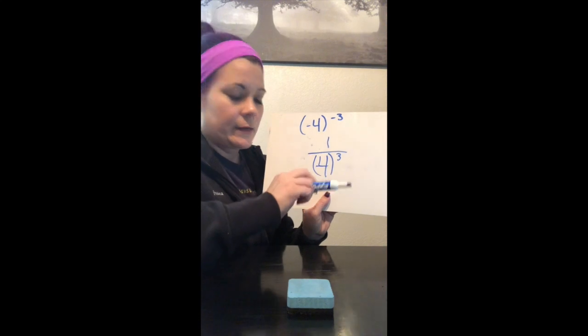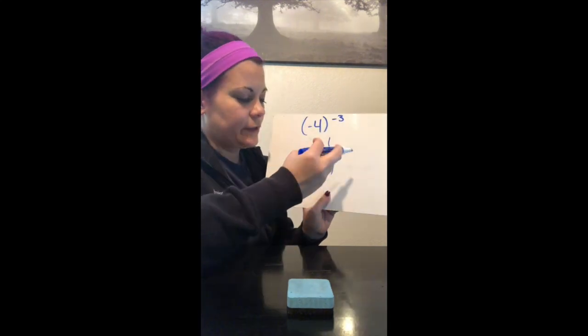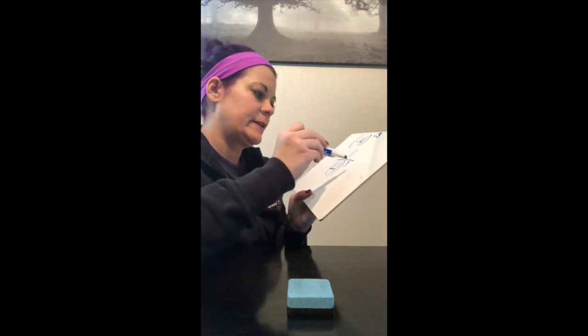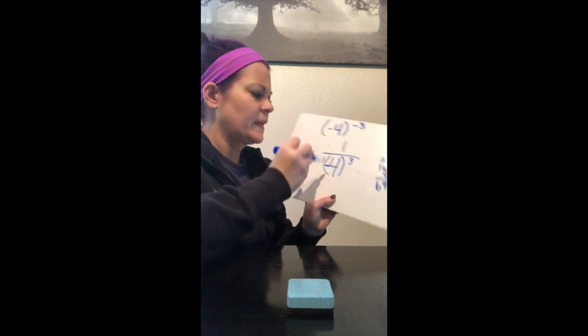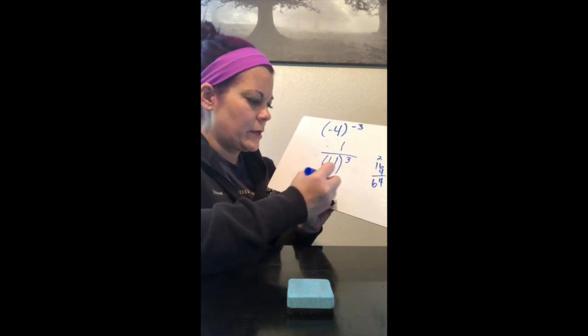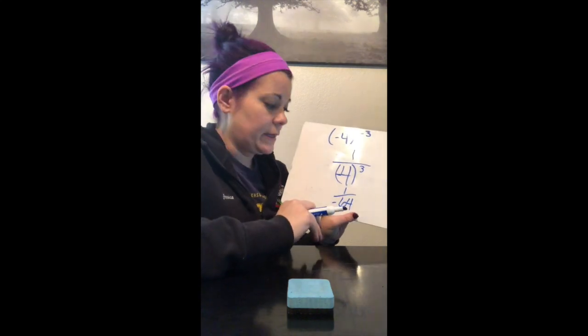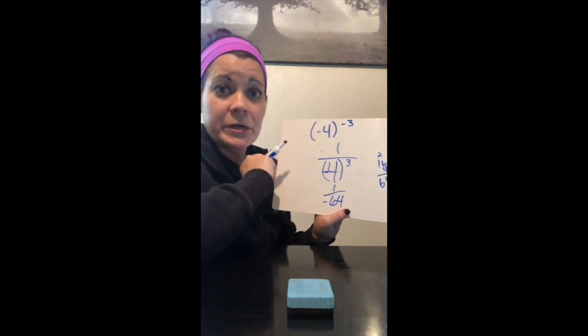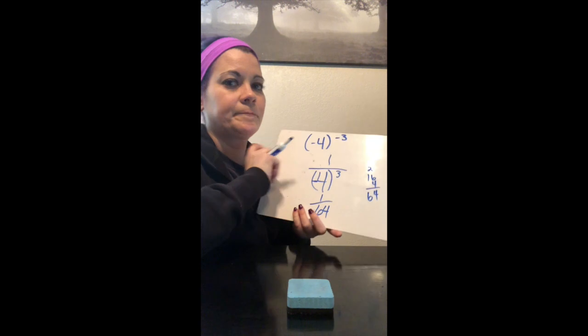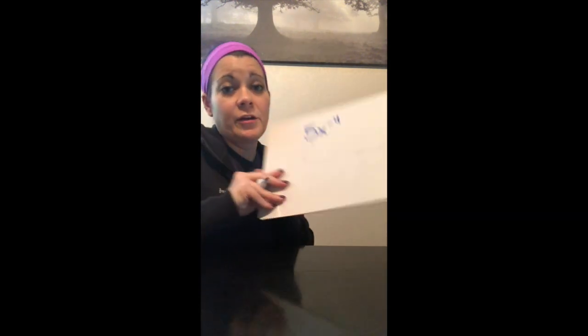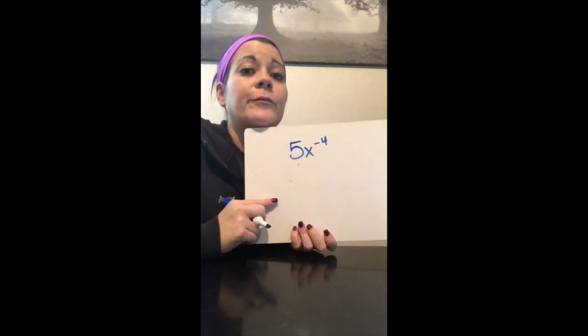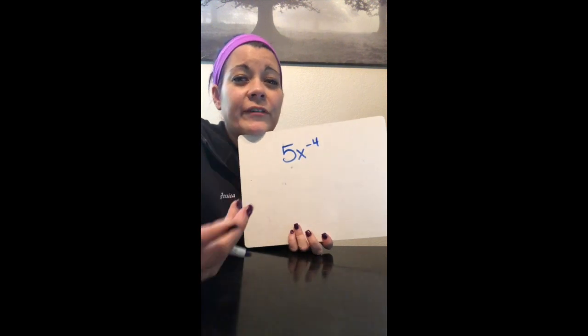Negative 4 to the third power. 4 times 4 is 16. Then 16 times 4 is 64. Yep. So that would be 1 over negative 64, because negative 4 to the third power is negative 64. Now, like I said, in your final answer, you cannot have a negative exponent. So I want you to simplify this.